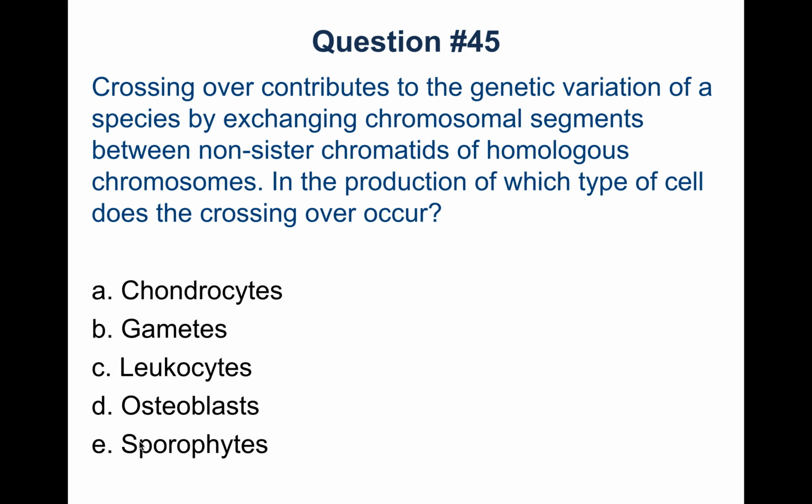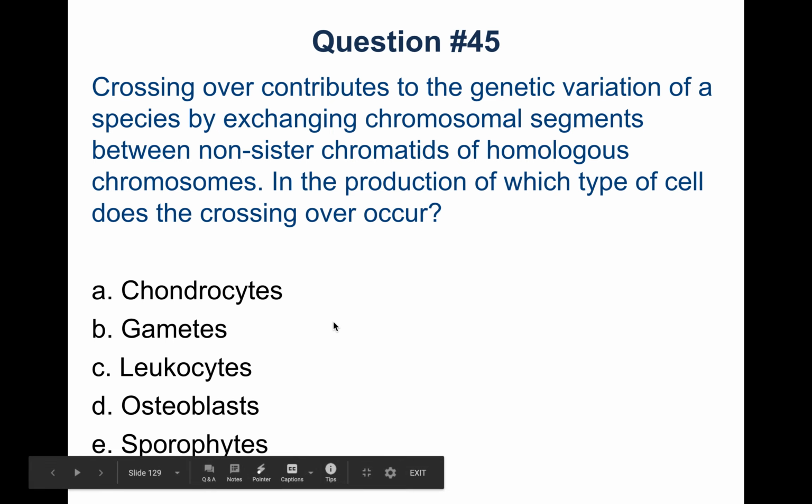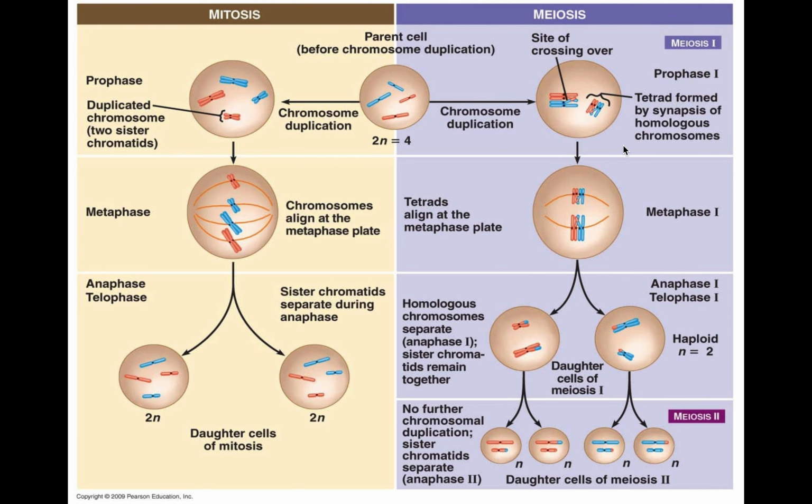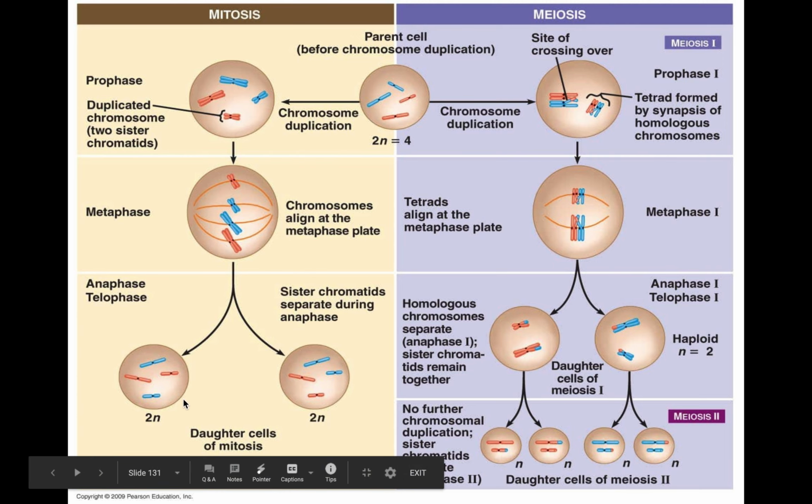All right, crossing over contributes to the genetic variation of a species by exchanging chromosomal segments between non-sister chromatids of homologous chromosomes. In the production of what type of cell does the crossing over occur? This should be really straightforward. Gametes, of course. Crossing over occurs in meiosis, not mitosis, all right? So a main difference is in mitosis, all of your chromosomes line up single file and your sister chromatids get pulled apart. So you end up with daughter cells that are exact copies of the original parent cell.